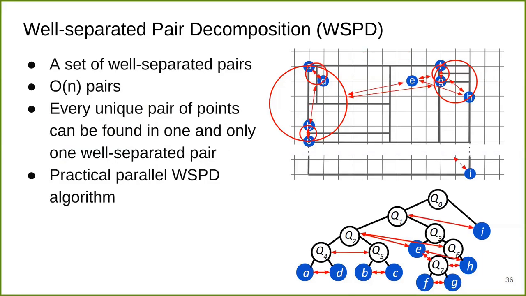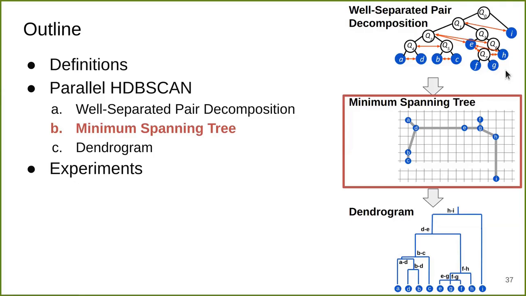This is a visualization of the WSPD of the dataset. It has a number of good properties. There are only a linear number of such pairs, and every unique pair of input points can be found in one and only one well-separated pair. In our paper, we proposed a parallel and practical WSPD algorithm, but due to time limitations, I'm not going to explain it here. Please refer to our paper for more details. Now I have explained the first part: we have the well-separated pair decomposition.